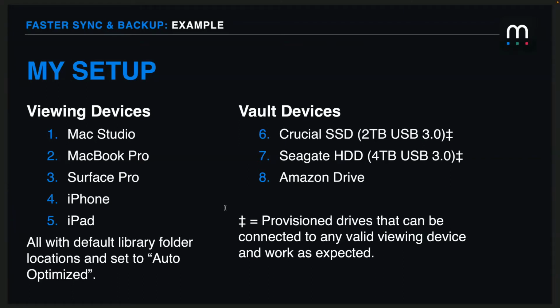And I have my 3 vault devices: the Crucial SSD, which is 2 terabytes, a Seagate hard disk drive, which is 4 terabytes, and my Amazon drive. My total library is less than 1 terabyte. It's getting kind of close now. So these are probably the minimum. I like to think you want double the space of what your library currently is at least.